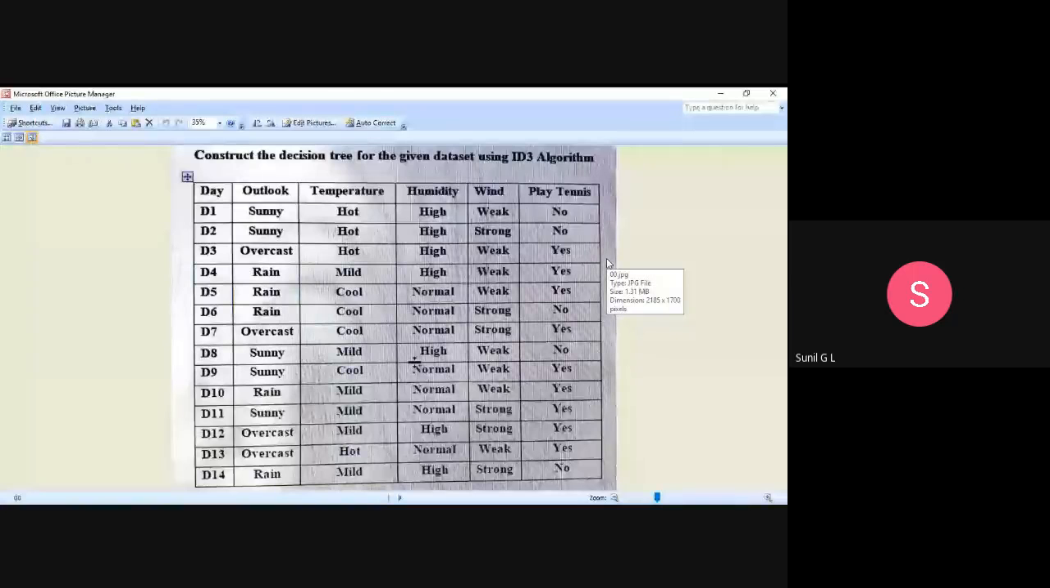Okay, good morning, students. Today we will discuss how to construct a decision tree.